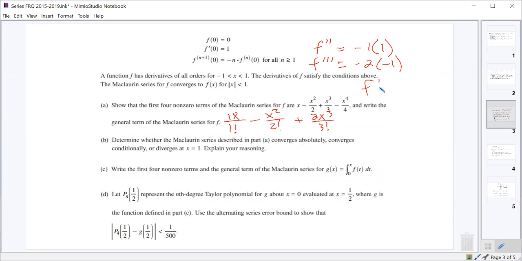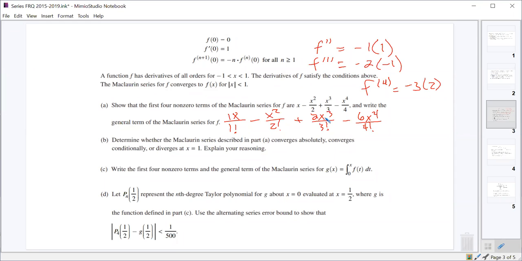And then our fourth derivative should be the opposite of this. So that should be -3, and then it should be times positive 2. So that's 6. So we should end up with a minus 6x to the 4th over 4 factorial, which is 6/24, which is 1/4. And so that should show that all of those are correct. Everybody good with that?